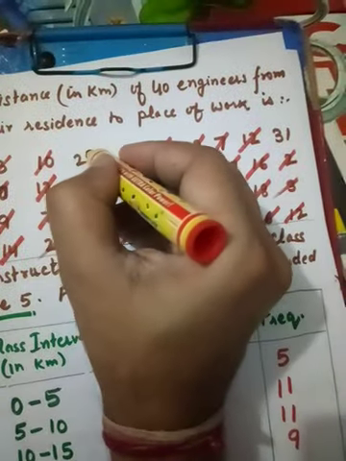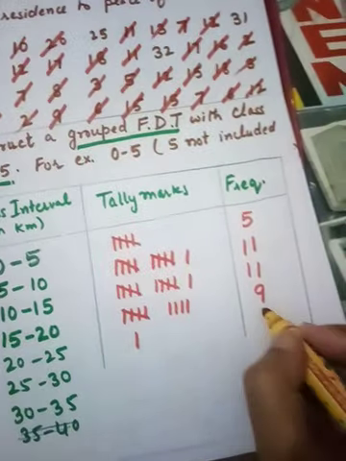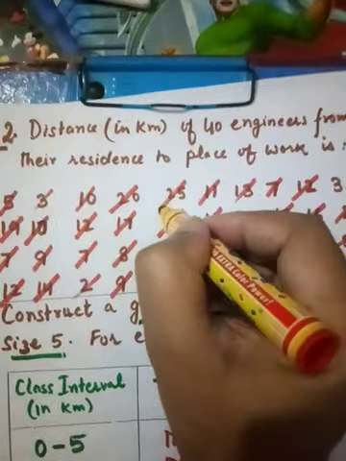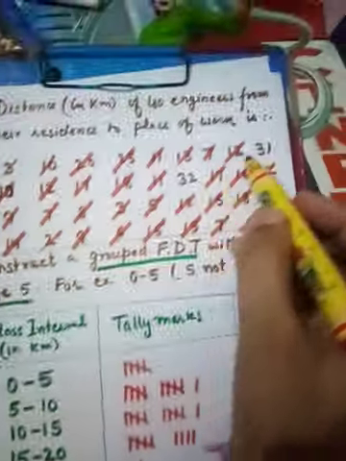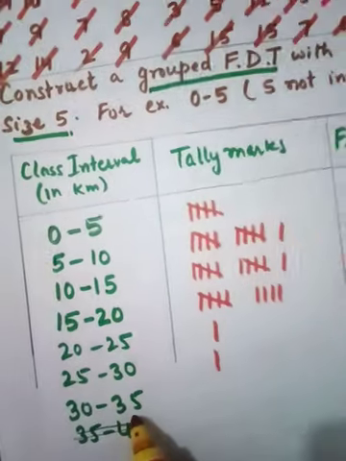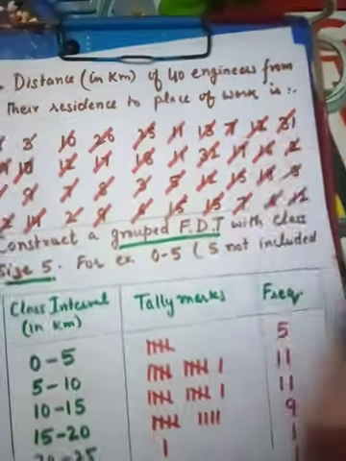So 20 is counted, 25 will not be counted. 1. So only 1. 25 to 30. 25 will be counted. So 1. Then 30 to 35 is the last class. In that 31 comes, 32 comes. So 1 and 2.